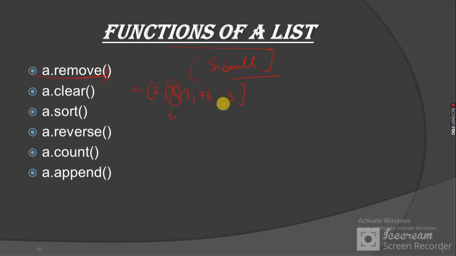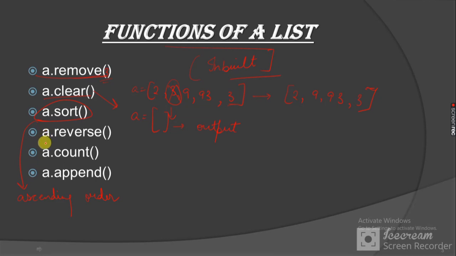Remember that it will remove only the first occurrence. It will not remove all 3s. It will remove the first occurrence of that element from the list and give the remaining elements as our output. Like this will be our output then. Then a dot clear. It will clear all the elements of a list and make it an empty list, having no element. Then a dot sort. It will print the elements of a list in ascending order.